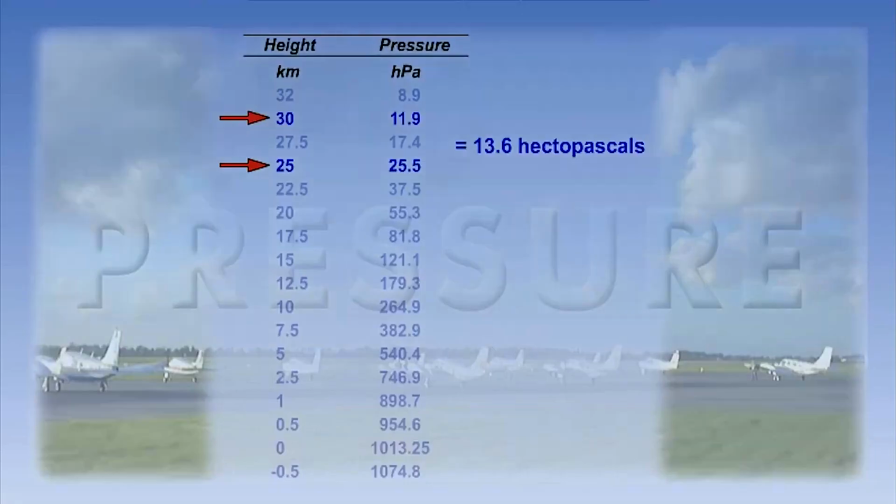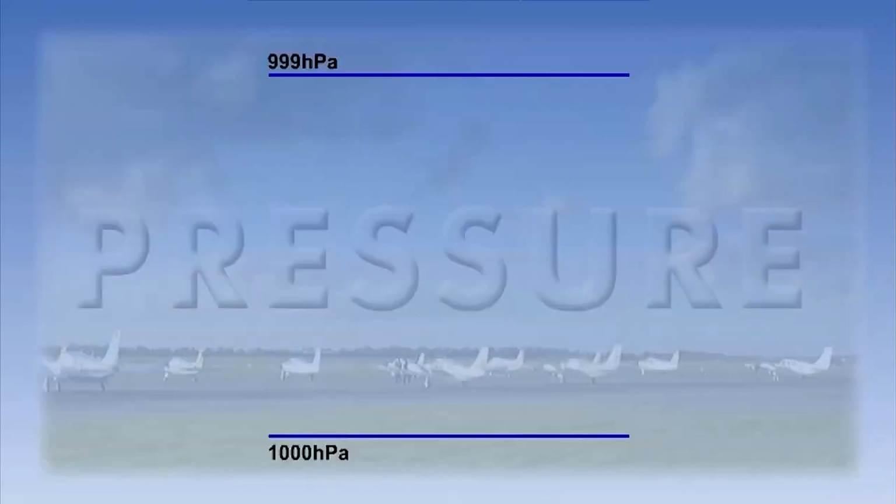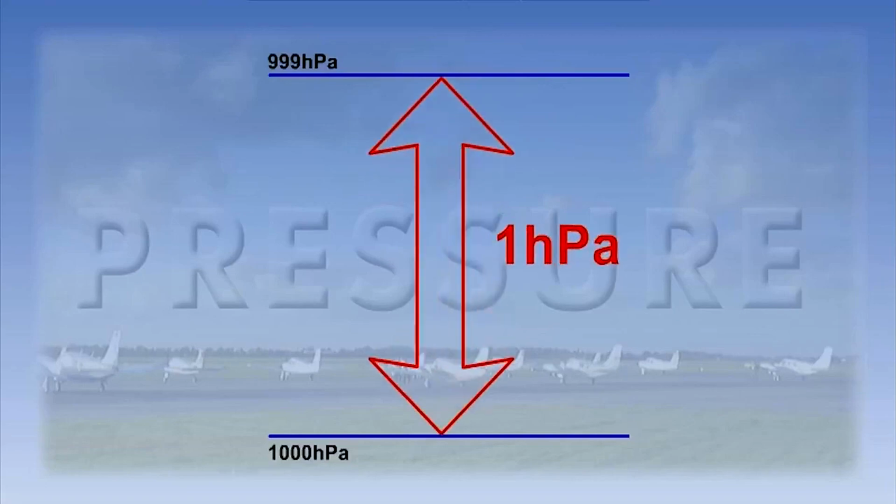In the previous example, we have seen how the pressure lapse rate changes with height. An alternative view is to see how height change varies with a given pressure value. In other words, what increase of height corresponds with a fall in pressure of 1 hectopascal?